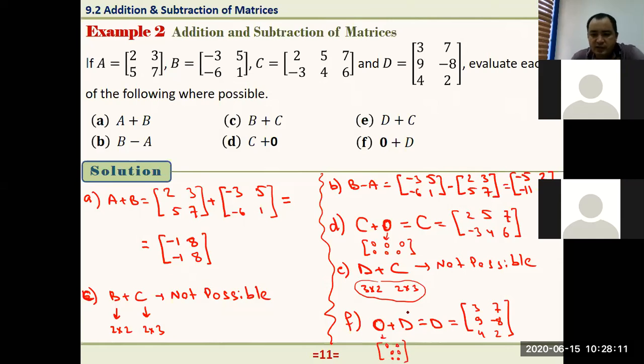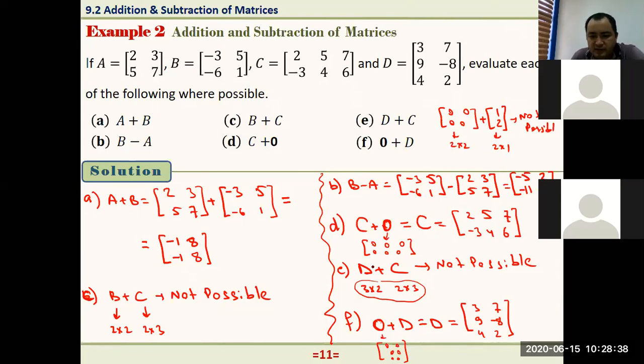Okay. But how about if you are given this thing? For example, let's say here we have 0, 0, 0, 0, plus 1, 2. Okay. But here it is given as a matrix form. So this one is 2 by 2. This one is 2 by 1. Not same. So here it is not possible.